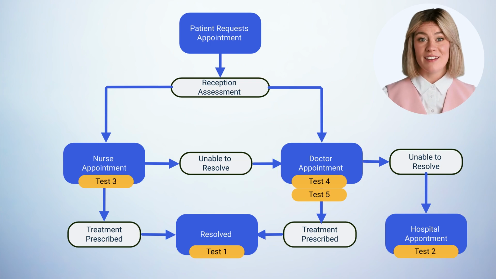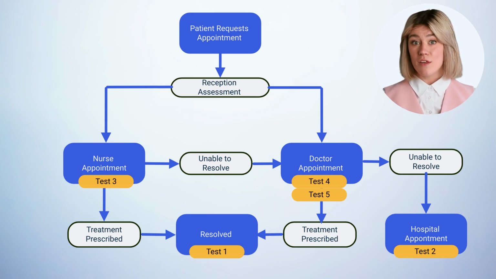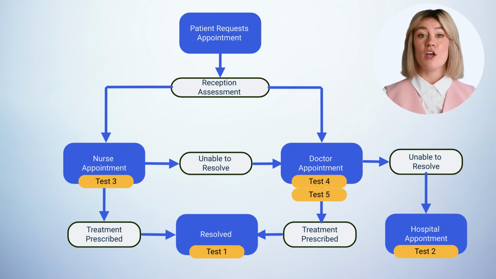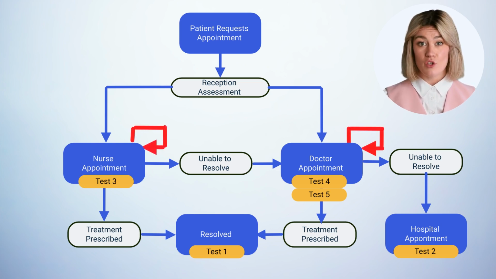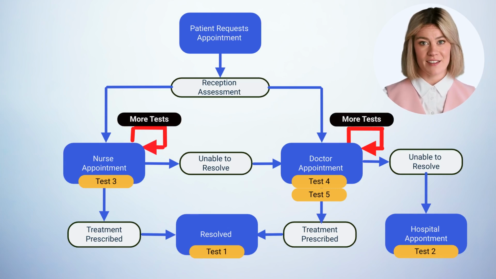For example, test 1 could be run as 2 tests. One test is when treatment is prescribed by a nurse, and another test is when the treatment is prescribed by a doctor. In addition to these tests, it is expected that a patient could need multiple nurse or doctor appointments during the process, so there is potential for more testing in those areas.